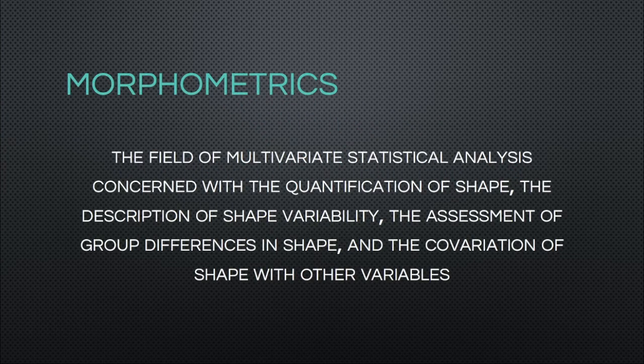Okay, so let's intro into morphometrics. Morphometrics is basically the field of multivariate statistical analysis concerned with the quantification of shape, description of shape variability, the assessment of group differences in shape, and the covariation of shape with other variables. That's a mouthful, and quite frankly, you could have read this slide. But here's my definition of morphometrics.